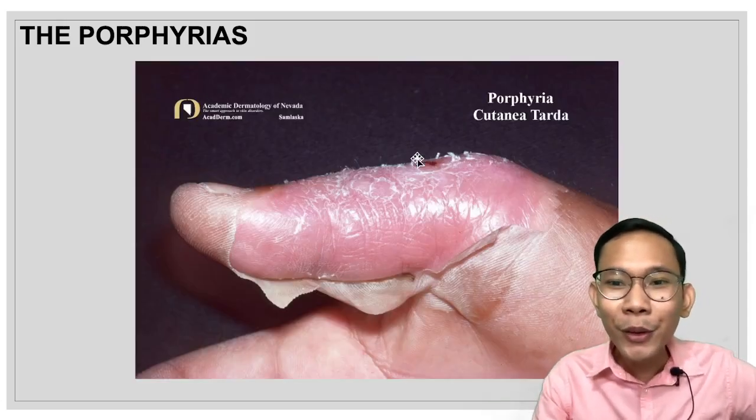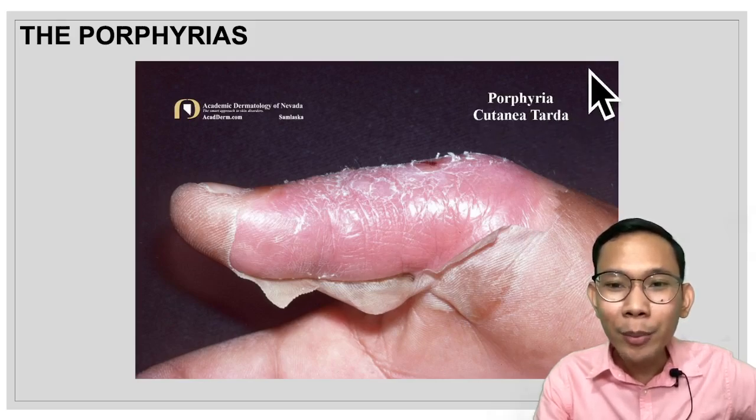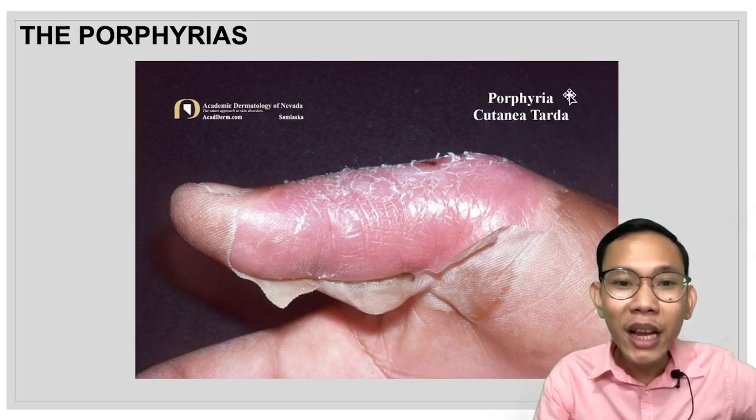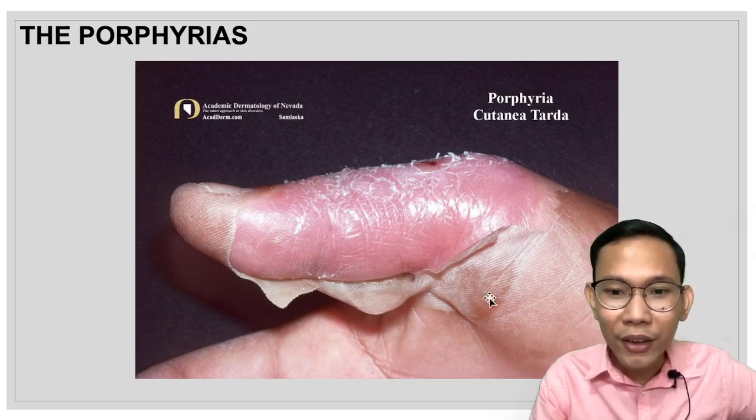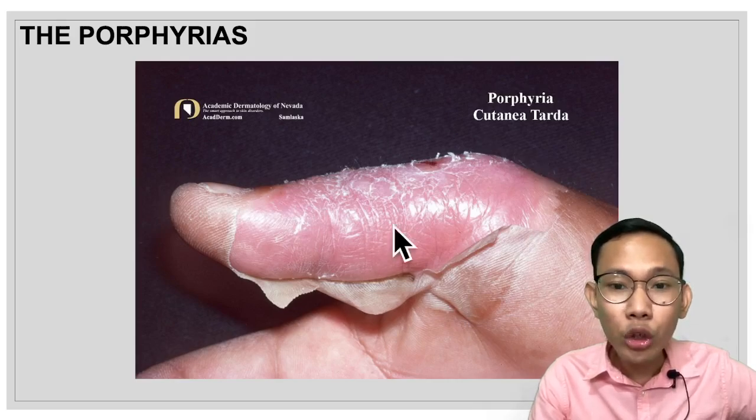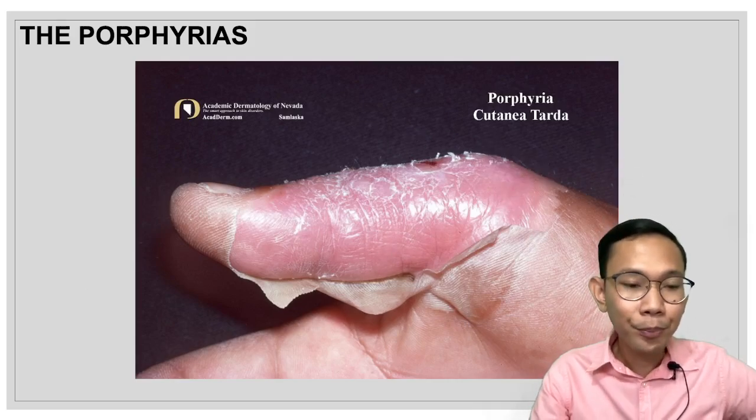So this is now your porphyria cutanea tarda, because diba, remember, your porphyria cutanea tarda will lead to increased production of your porphyrinogens. Therefore, nagkakaroon tayo ng cutaneous manifestation or your photosensitivity. This is an example of your cutaneous manifestation of your porphyria.